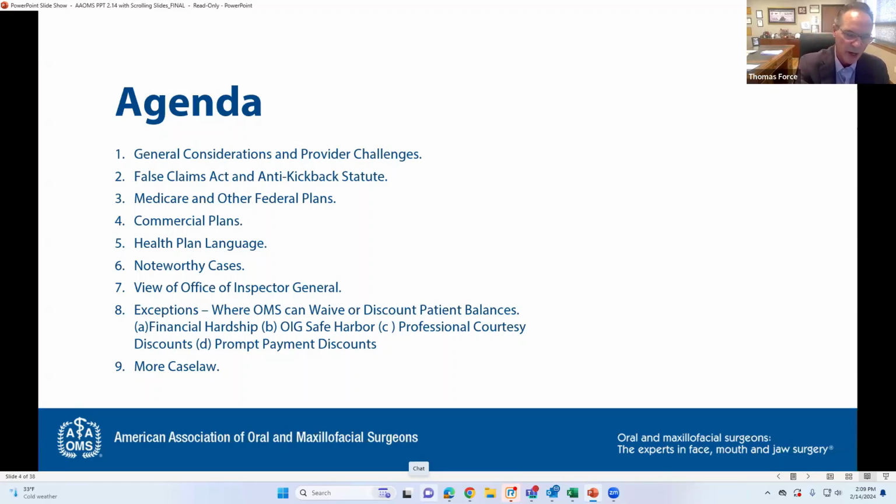When there's a legitimate coinsurance or deductible owed by the patient and the provider decides to not bill the patient and waive that balance, they call it fee forgiving. We're going to give you the view of fee forgiving from the Office of Inspector General, which monitors and regulates compliance with Medicare, Medicaid, and other federal programs. We're going to give you some exceptions where it's permissible to waive cost share balances owed by the patient. And we're going to conclude with some more case law.